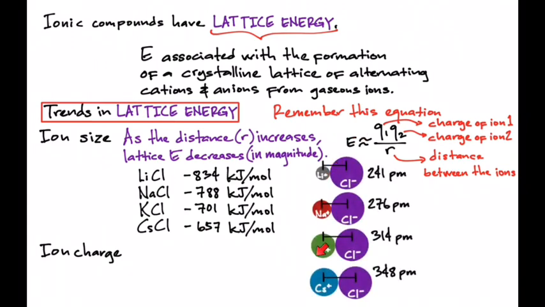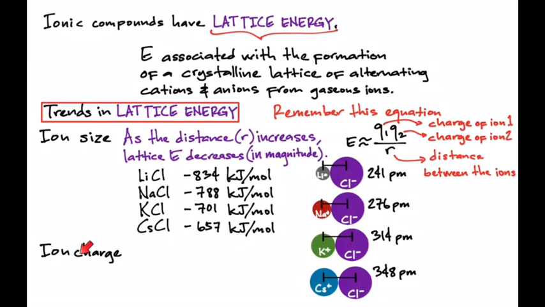So this illustration right here shows you the distance between the two ions. So for example, for lithium chloride, the distance between the two ions is 245 picometers, whereas for cesium chloride, it's 348 picometers. And so again, as the distance increases, the lattice energy decreases.